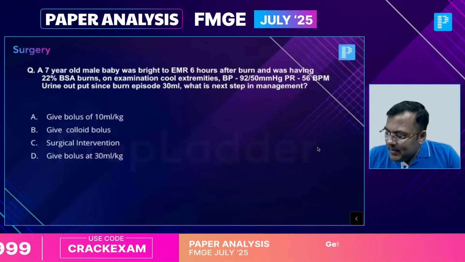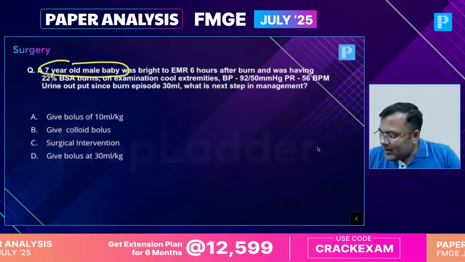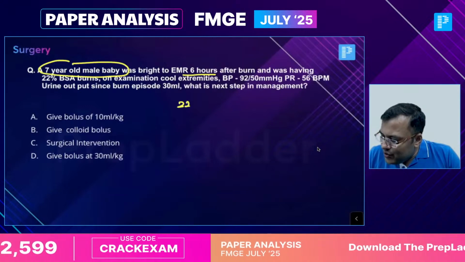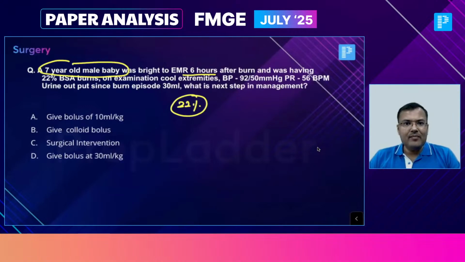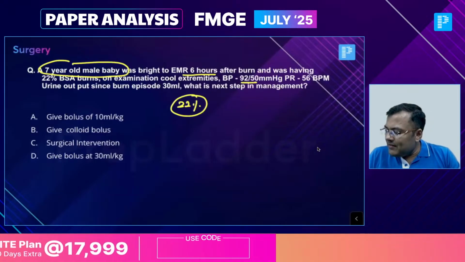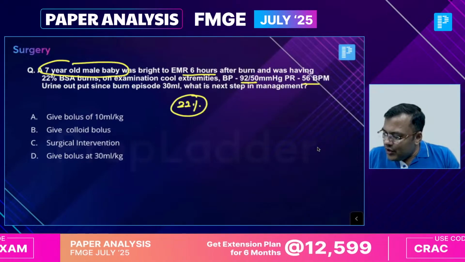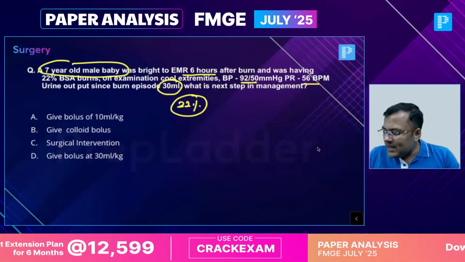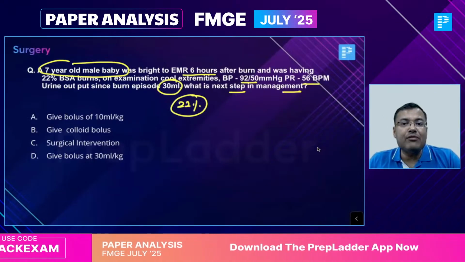A 7 years old male baby brought to emergency 6 hours after burn, having 22% involvement of body surface area, right? On examination, cool extremities, BP 92/50, pulse rate 56 beats per minute, urine output since burn was 30 ml. What is the next step in the management? Clear? So guys, this patient is in the state of shock.